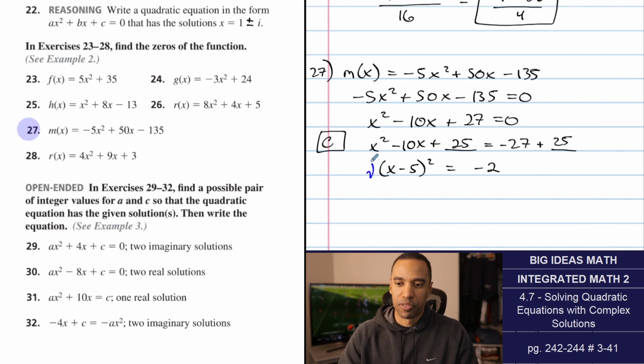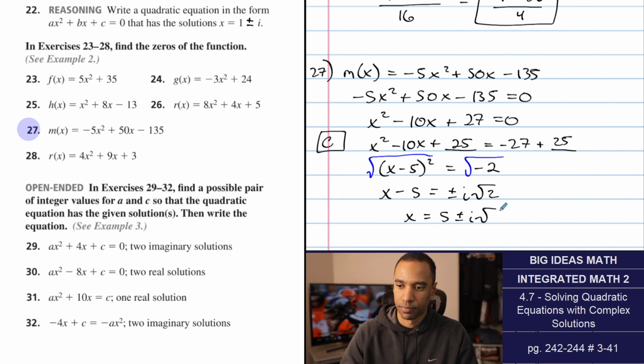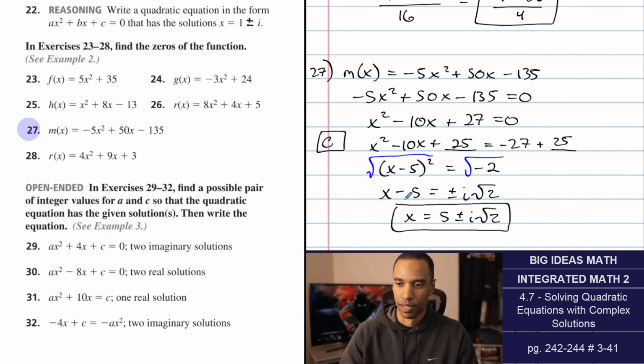When we take the square root of both sides, we will be getting x minus 5 is plus or minus i root 2. So x is 5 plus or minus i root 2.